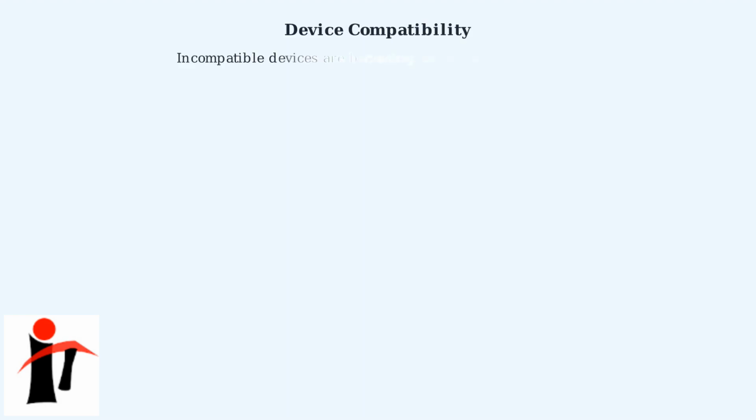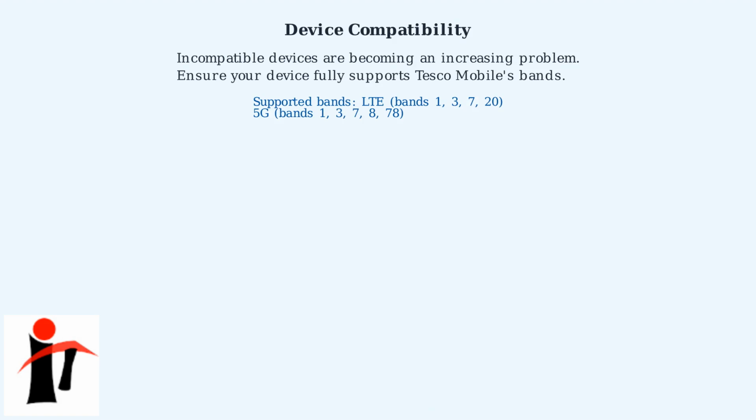Remember, incompatible devices are becoming an increasing problem. Ensure your device fully supports Tesco Mobile's frequency bands, including LTE bands 1, 3, 7, and 20, plus 5G bands 1, 3, 7, 8, and 78.